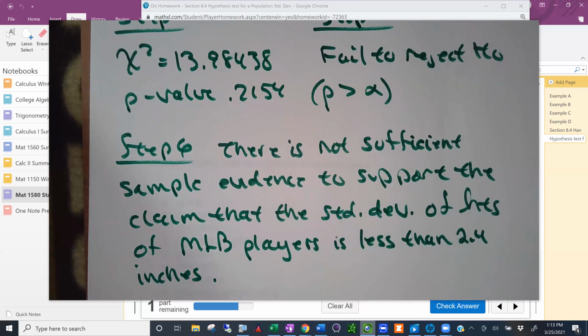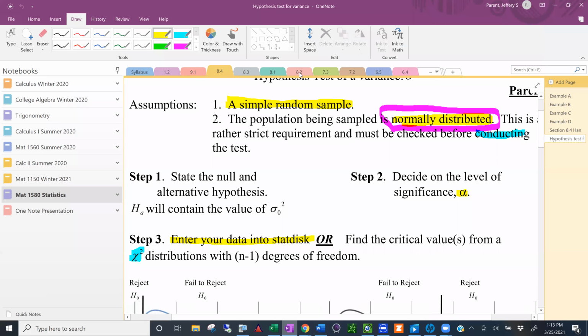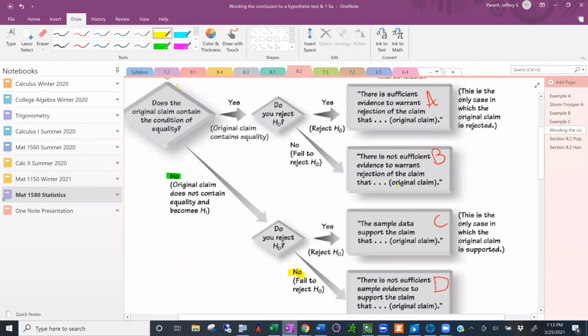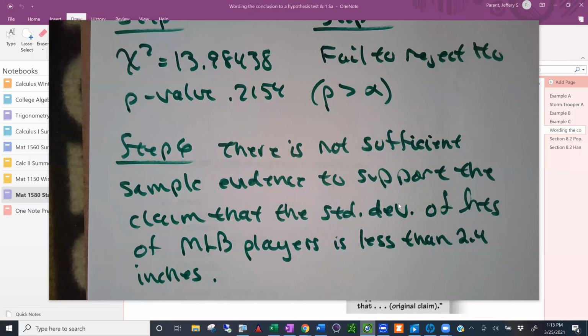And we did that with help from our wording the hypothesis conclusion by deciding which path we followed. It was a no and then another no. So that brought us down to option D. Nice. Okay. Your turn for one, unless there's some more comments or questions on this one.